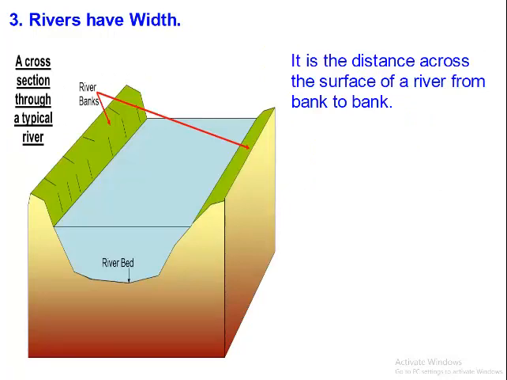Rivers have width. When we talk about the width of rivers, we're talking about the distance across the surface of a river, that is from bank to bank. So here we've used a red arrow. When we want to find the width of the river, we're looking at from one bank to the other bank. And that will give us the width of the river.